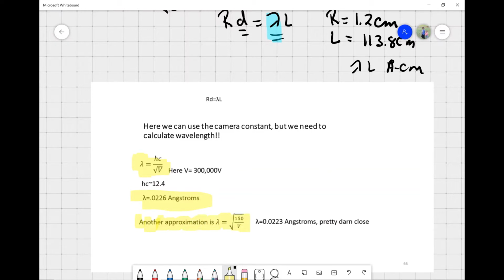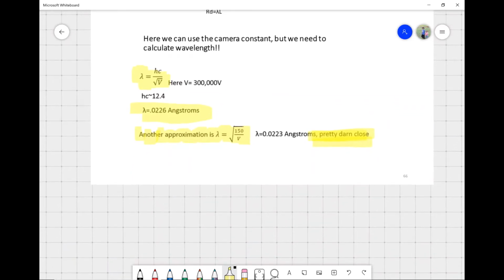Another approximation is lambda equals the square root of 150 over V, and I don't really know the origin of these approximations, or this particular one. This one's a little more straightforward, and I got 0.0223 angstroms, and that's actually pretty darn close. We can compare it to the table here in a little bit to see if our approximations work pretty well. But we can continue working through here.